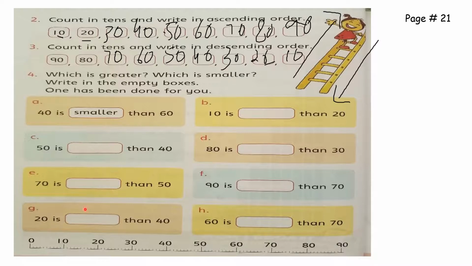Okay, now we have to see which one is greater and which one is smaller. First part is already done. 40 is smaller than 60, so we wrote smaller here. Now 10 is greater or smaller than 20? 10 is smaller than 20. So what will we write here? Smaller.